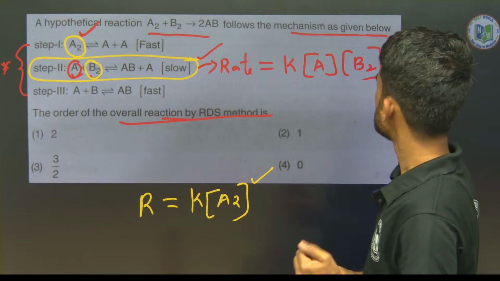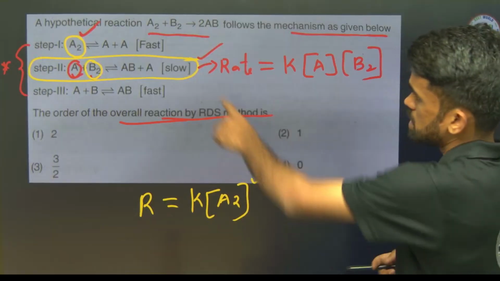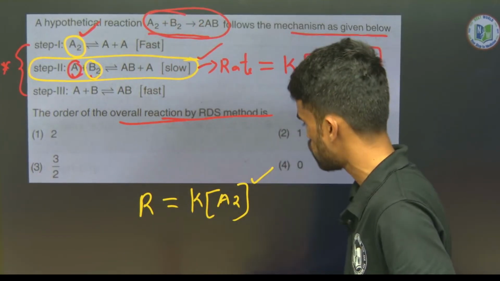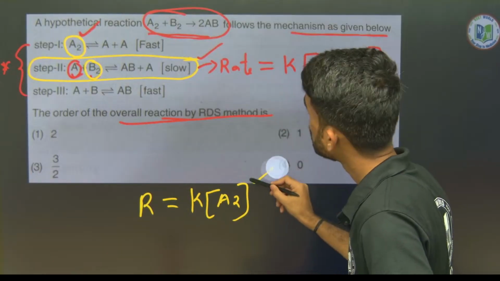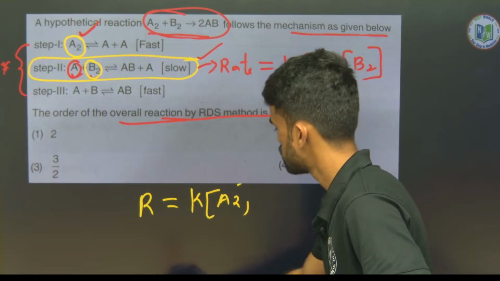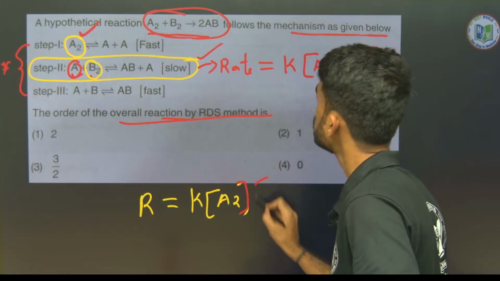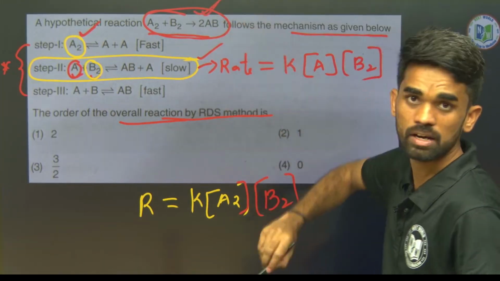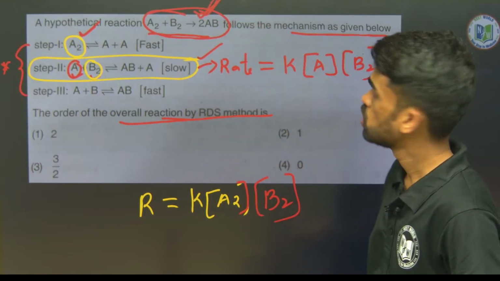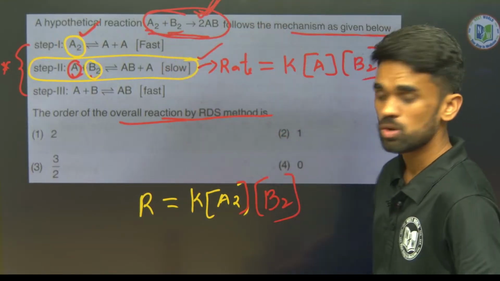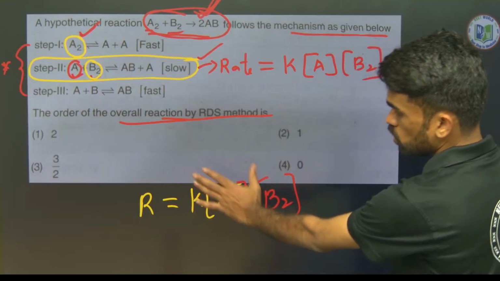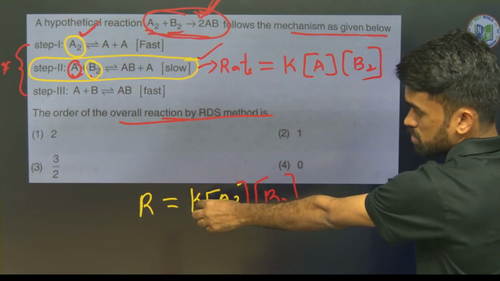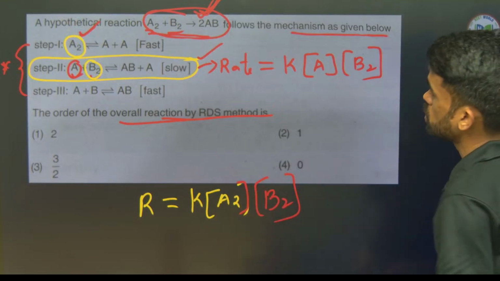Just take here from the first step, see, this is our rate equation. So how can you make this? A2 into B2. So this is what our rate law is, from this overall reaction. These are the two reactants we have. So you need to make your rate equation from the slow step in terms of this manner.